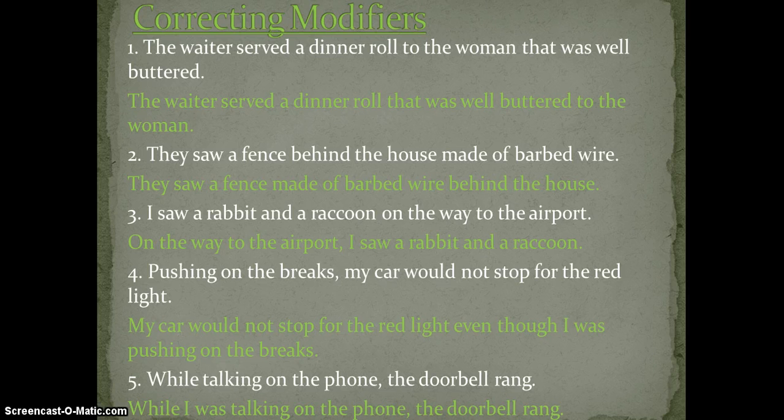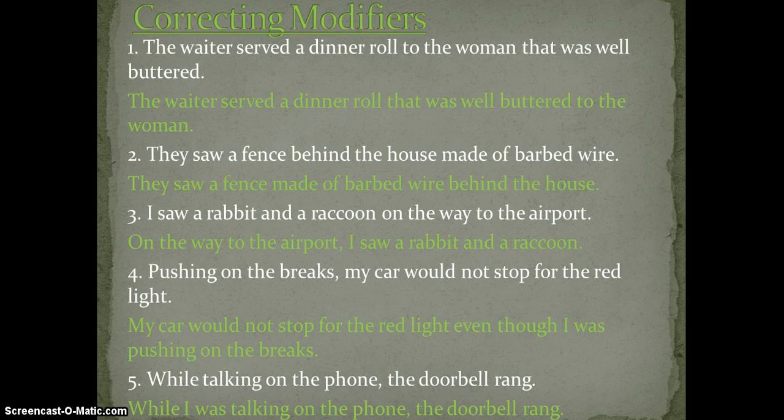For number 3, "I saw a rabbit and a raccoon on the way to the airport." So a rabbit and raccoon are traveling to the airport? No. So once again, we have to flip it around. On the way to the airport, who or what was on the way to the airport? I was. So I saw the rabbit and a raccoon. So they need to be next to each other.